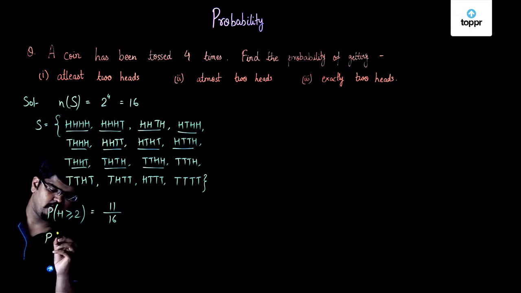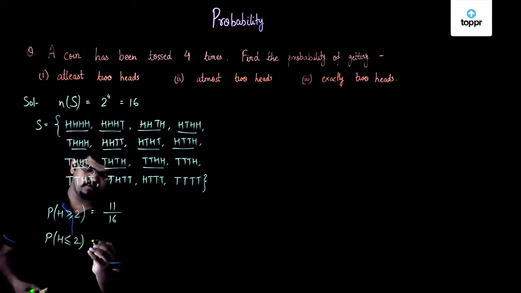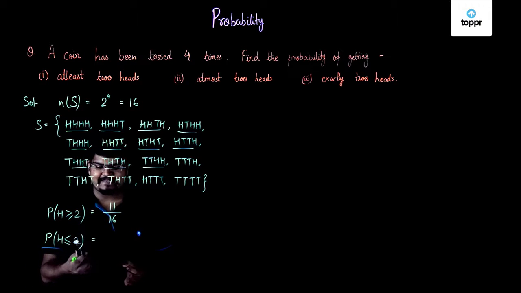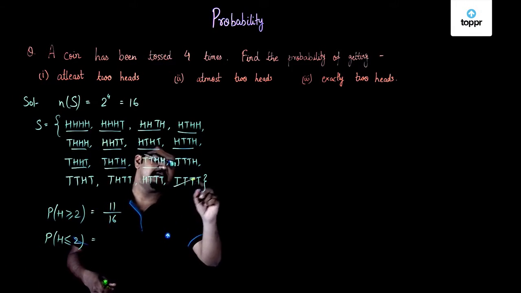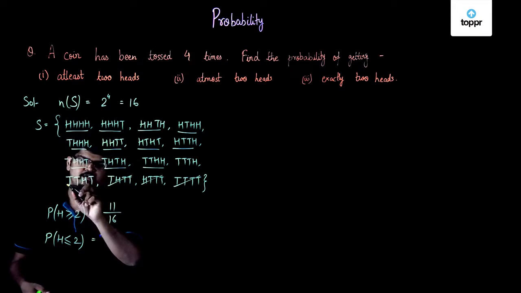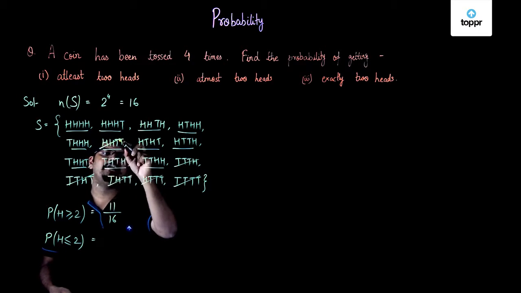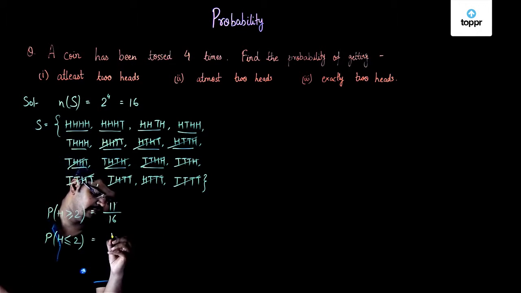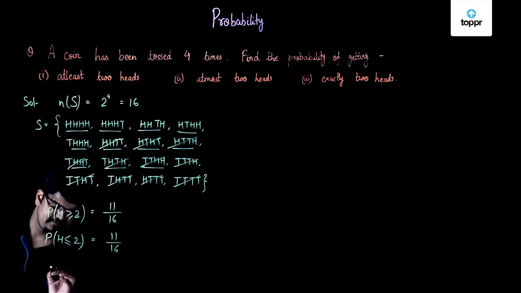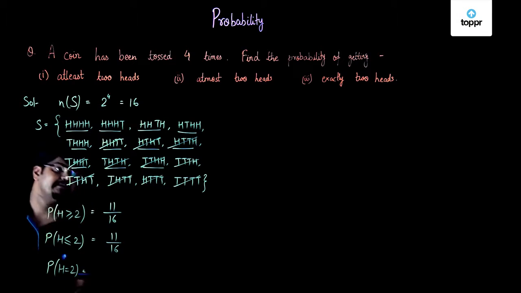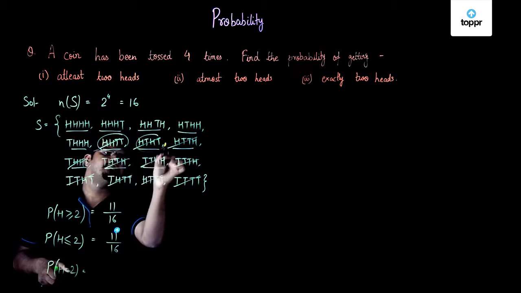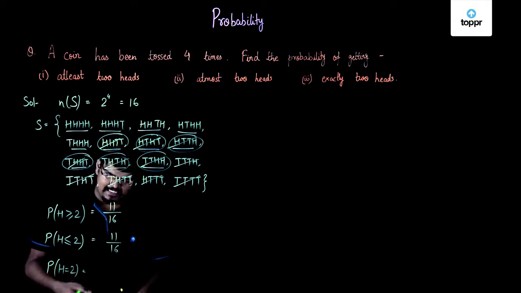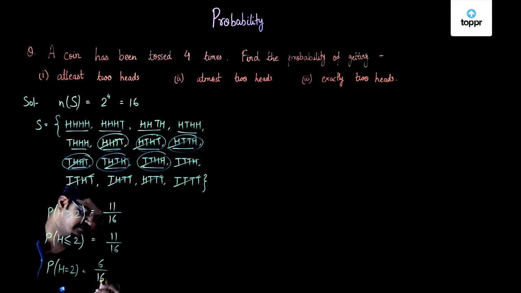Now let us find the probability of h being less than or equal to 2. For this, we'll have to consider the remaining sample points along with those sample points in which we have exactly 2 heads. So this particular sample point will be included, this again, this, and these 6 sample points in which we have exactly 2 heads. So the probability of h less than or equal to 2 will also be equal to 11 upon 16. And for the last one, the probability of head equal to 2, we can simply say that these 6 sample points right here, 1, 2, 3, 4, 5 and 6, have exactly 2 heads, and thus the probability of h being equal to 2 is equal to 6 upon 16.